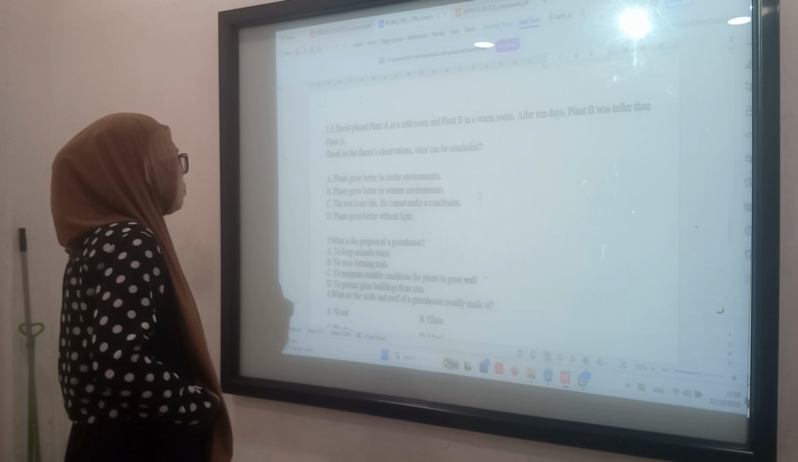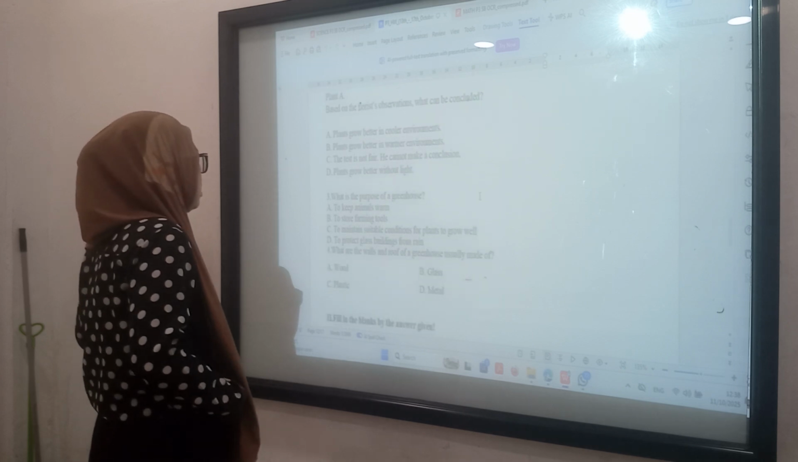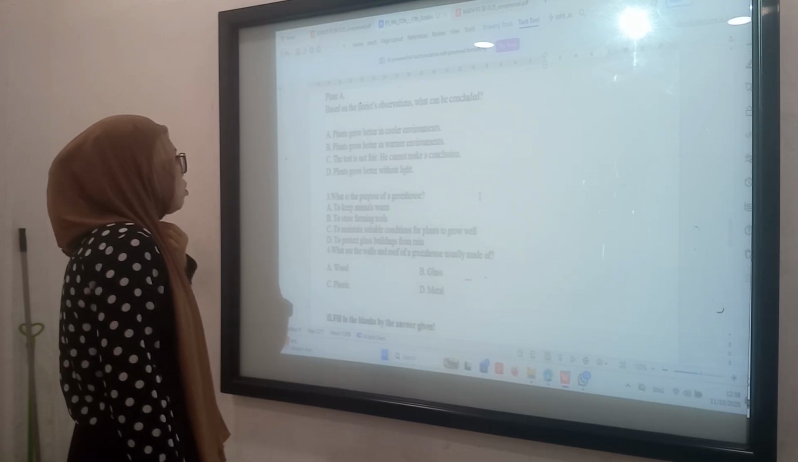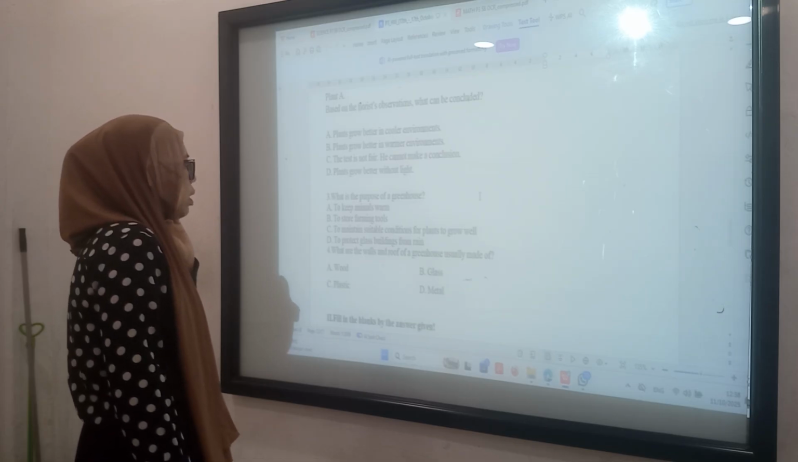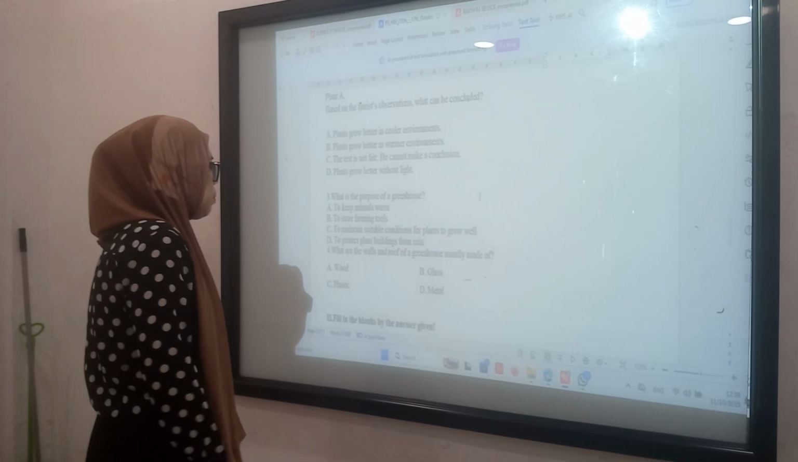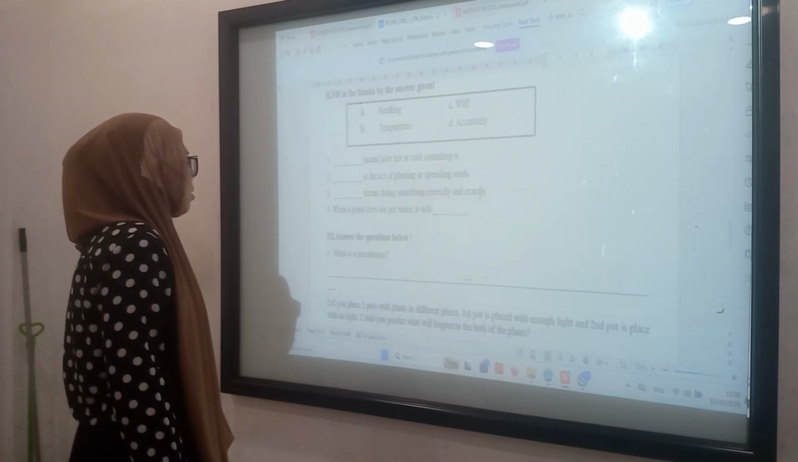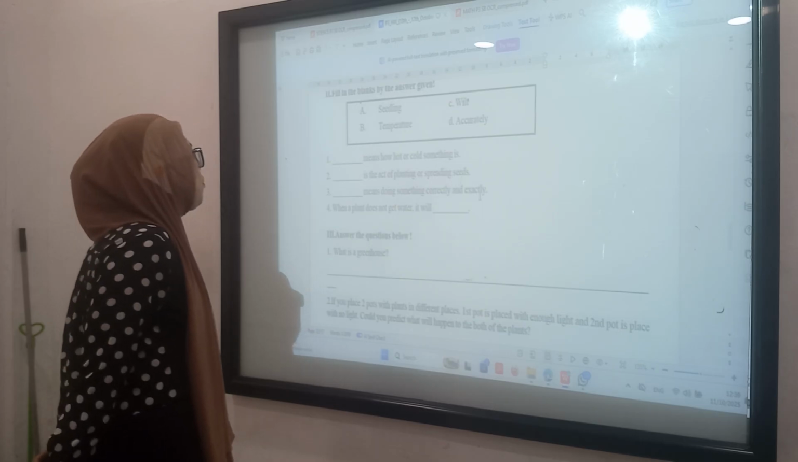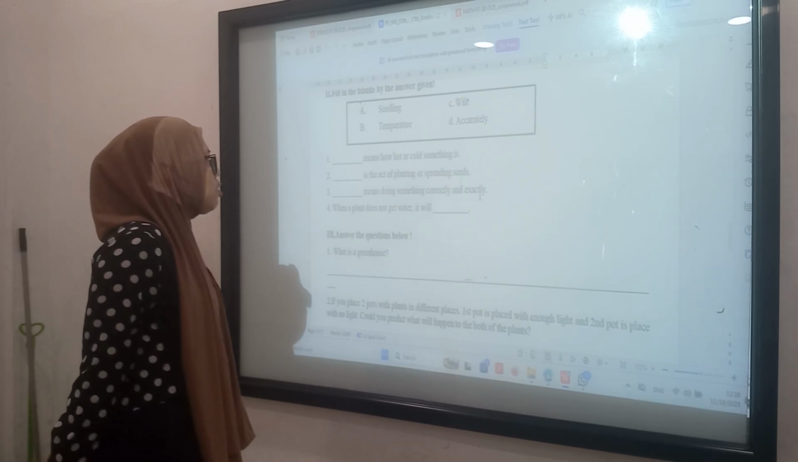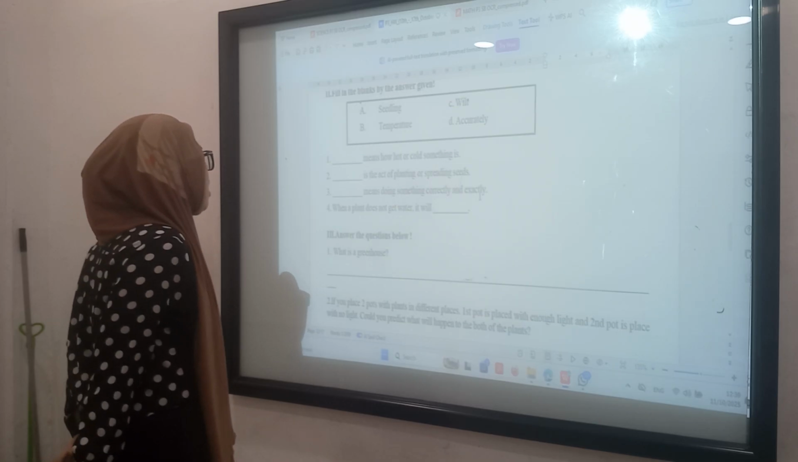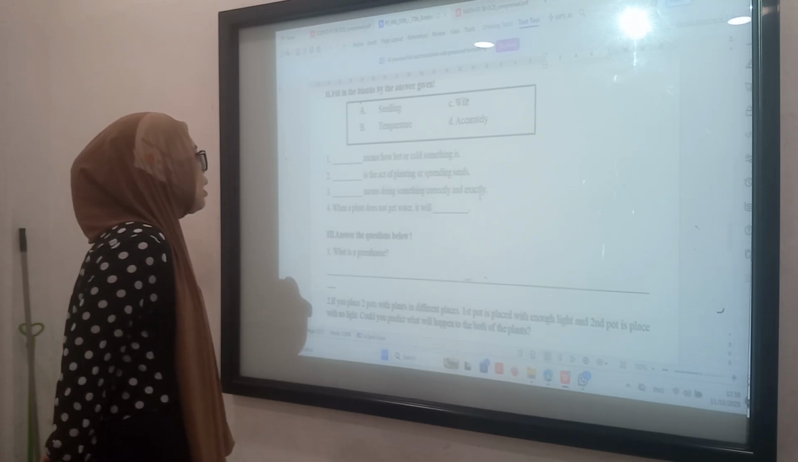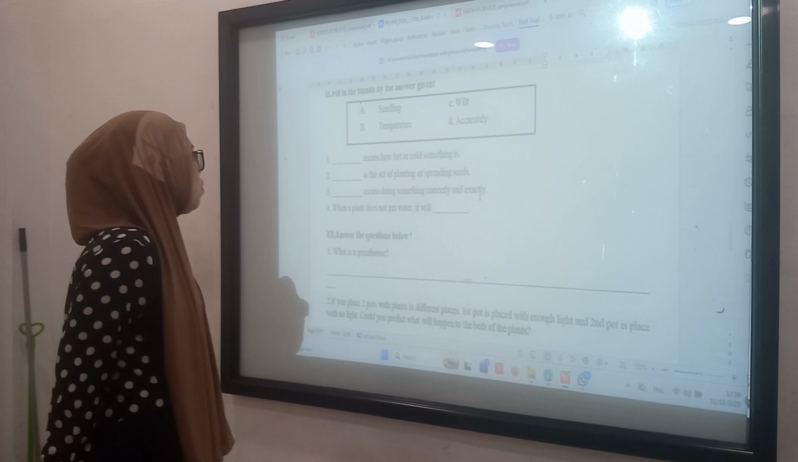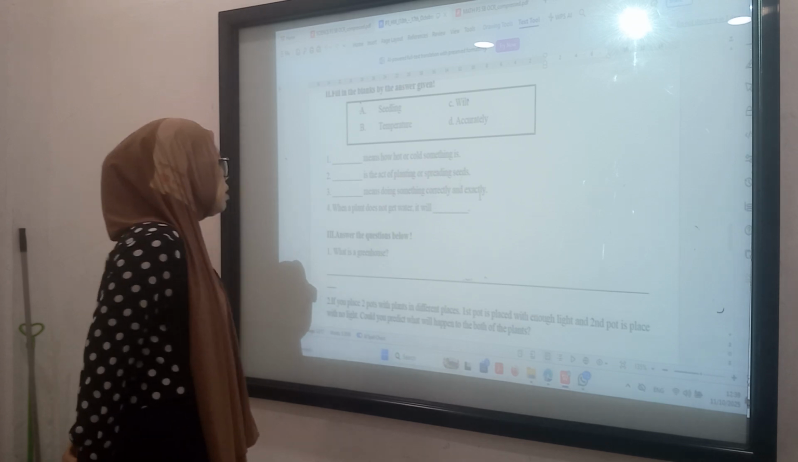Answer is B. What is the purpose of the greenhouse? The answer is C. To maintain suitable conditions for the plants to grow well. What are the walls and roofs of a greenhouse usually made of? Answer is B. Glass. Means how hot and cool something is. This is temperature. Is the act of planting and spreading seed. This is seeding. Means doing something correctly and exactly. This is accurately.